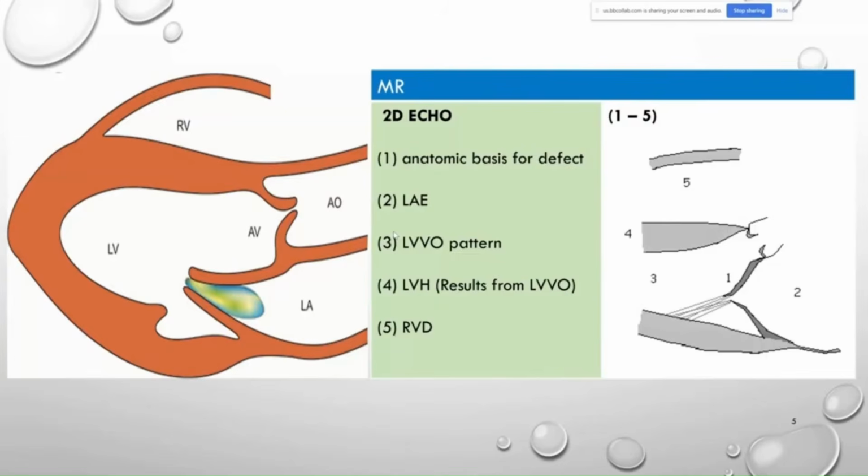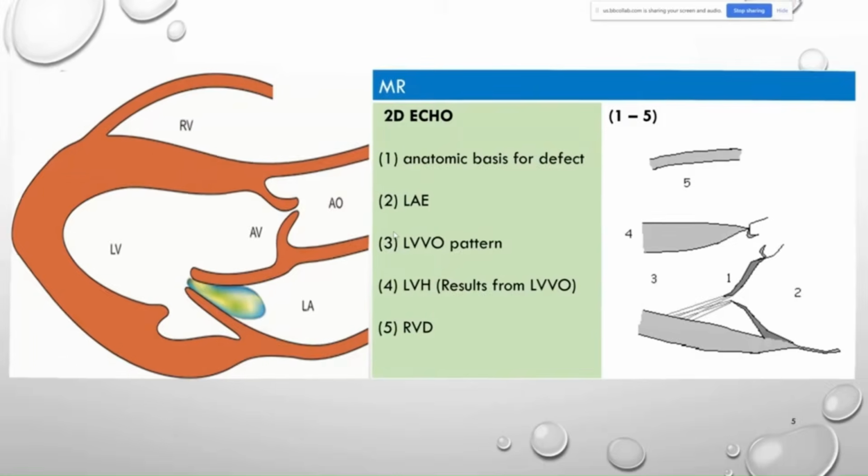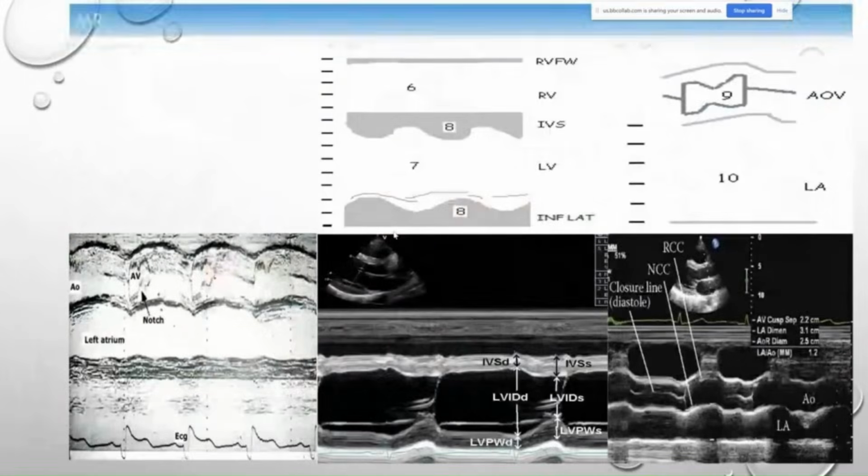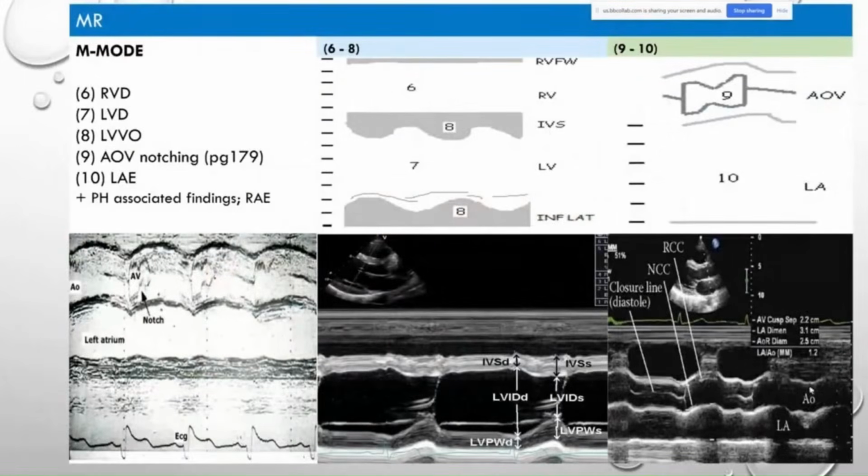So the valve can be thick, you can have calcification, you can have prolapse, you can have dilation, a flail leaflet, or a ruptured chordae. So all of that can be happening, plus what we're seeing. So now let's talk about M mode. I have put what M mode would look like here for you guys.